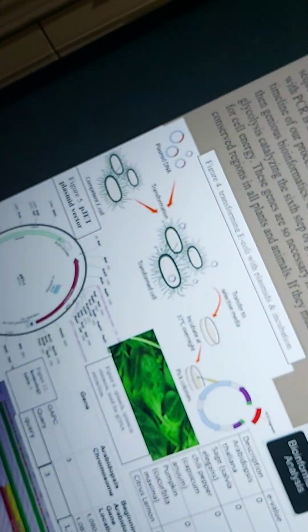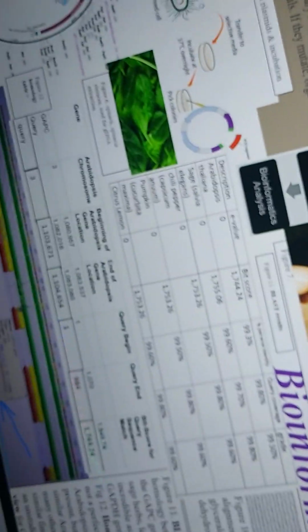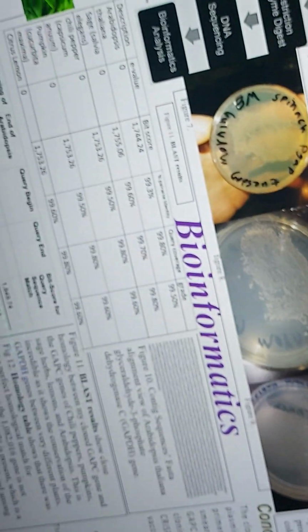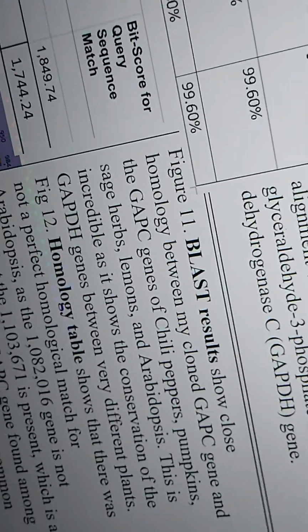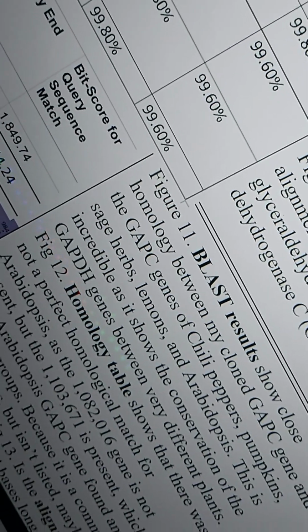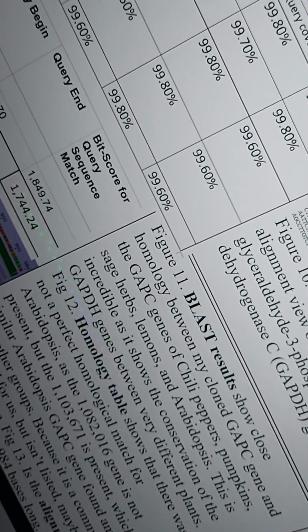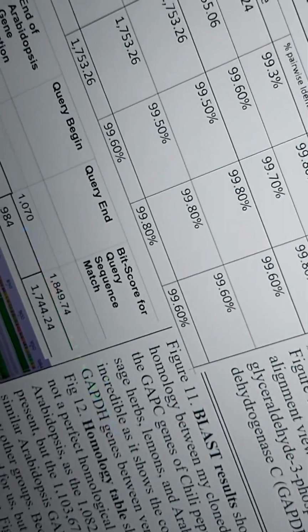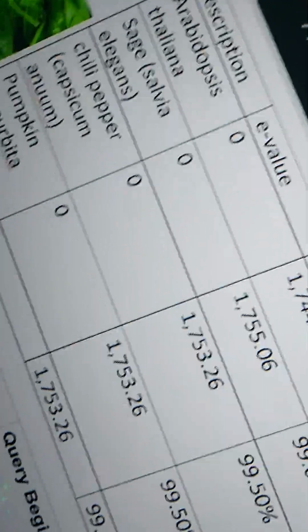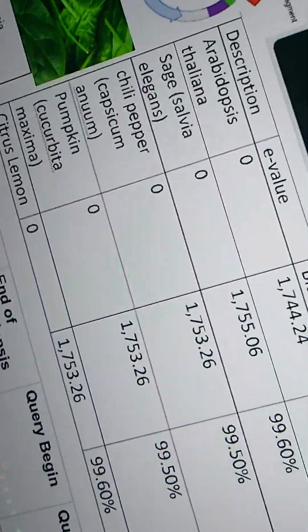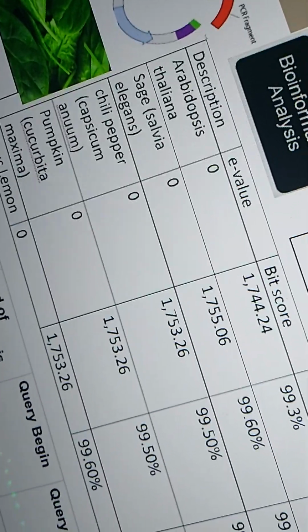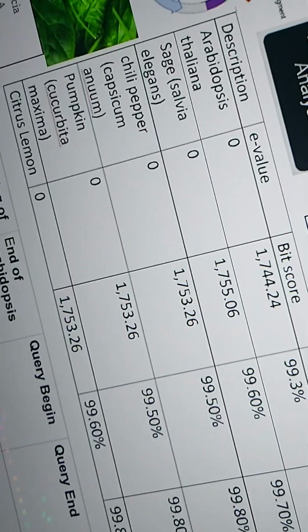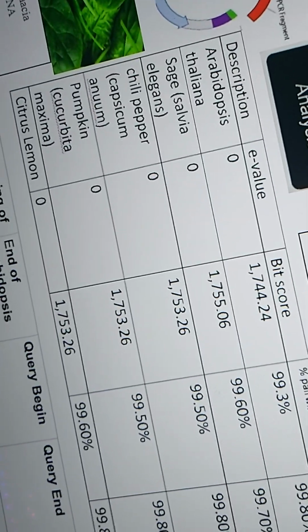Scrolling down, if I can get this to work, the BLAST results show a close homology between my cloned GAPC genes and the GAPC genes of chili peppers, pumpkins, sage herbs, lemons, and Arabidopsis. So this is incredible because it shows the conservation of the GAPDH gene between very different plants.